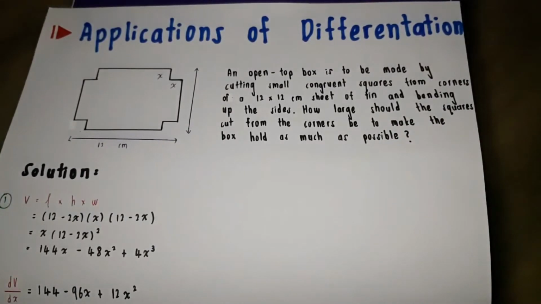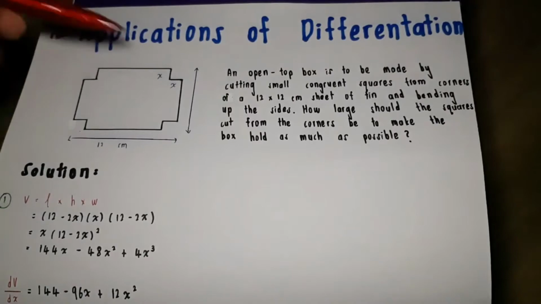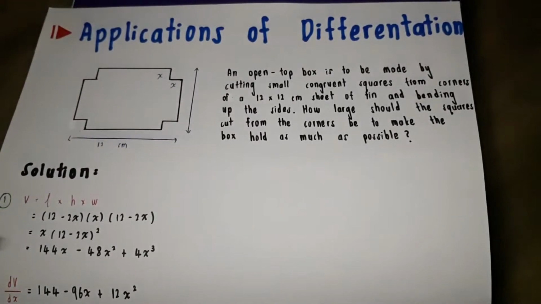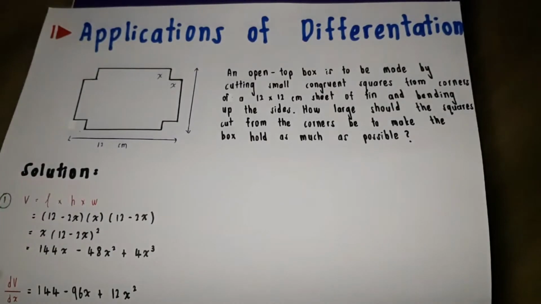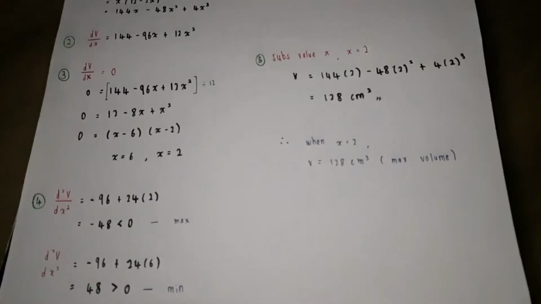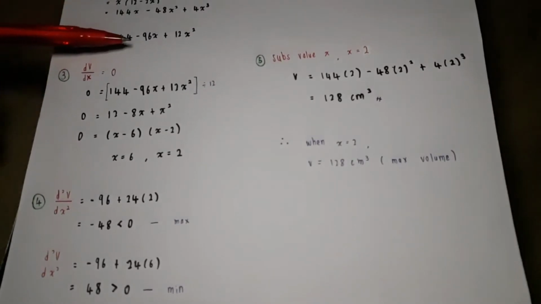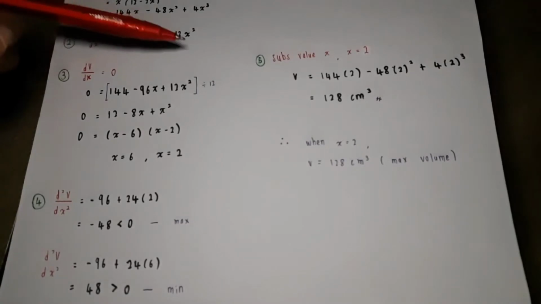So there are 5 steps. First step, we must search for the volume. So length times height times width: 12 minus 2x times 12 minus 2x, we get 144x minus 48x squared plus 4x cubed. For the second step, we differentiate this answer and we get 144 minus 96x plus 12x squared.